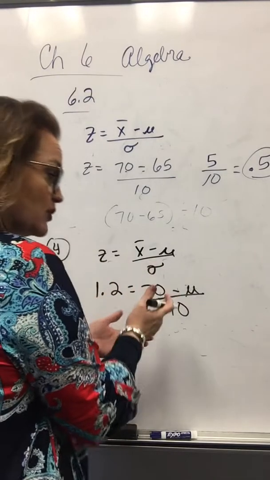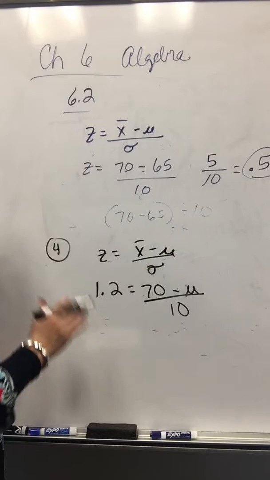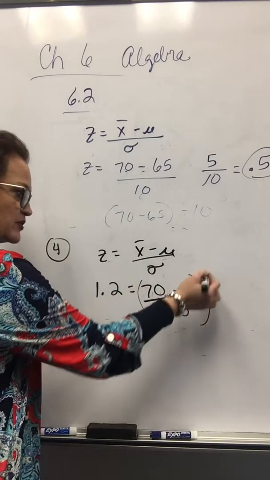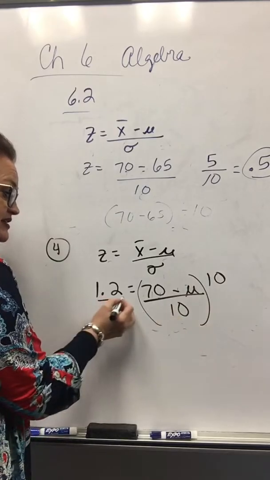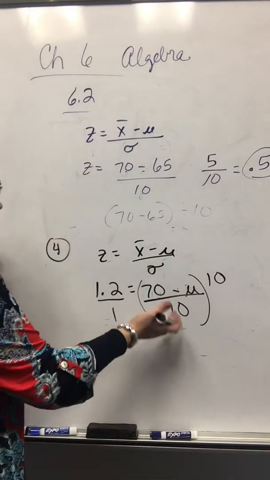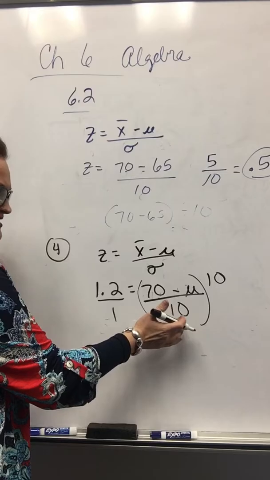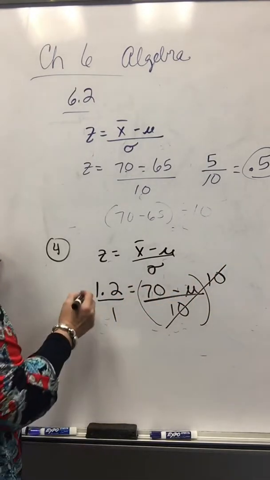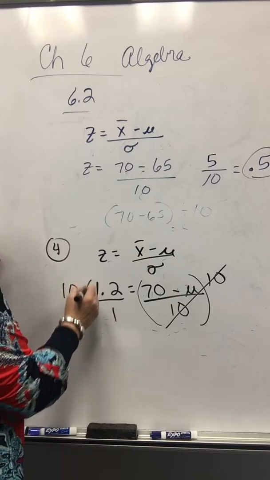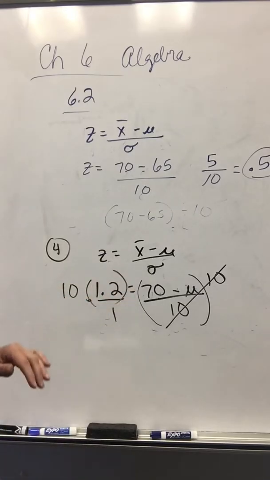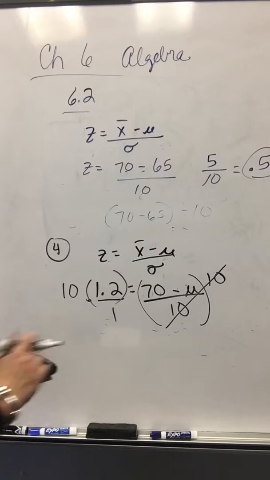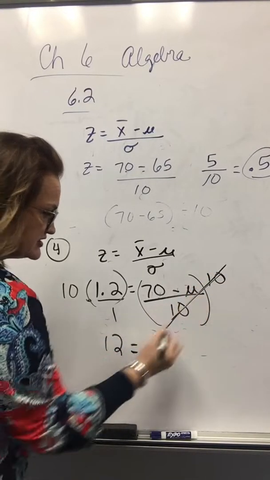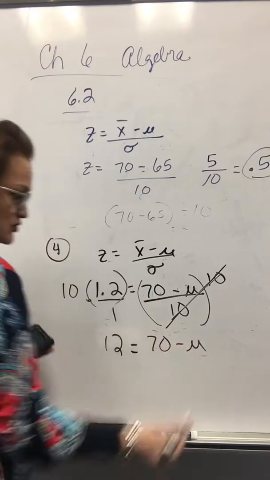And we have to do some equation solving. What I would recommend, the first step here, is to clear this fraction. We learned a technique in the last chapter where we multiply by the LCD. This is over 1, by the way. So the only denominator we need to wipe out is this 10. If we times by 10, those diagonally cancel out, but we have to times this side also by 10. So 10 times 1.2 on the left side is going to make 12. And then on the right side, this is wiped out, so it's just the numerator, 70 minus mu.